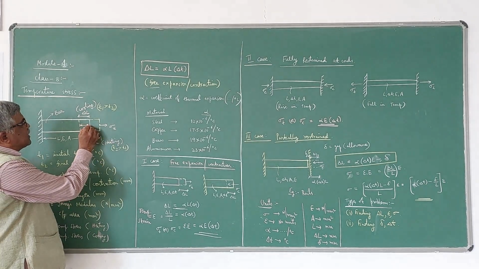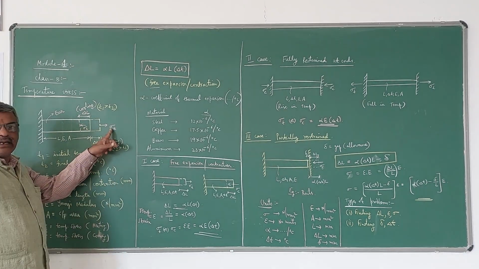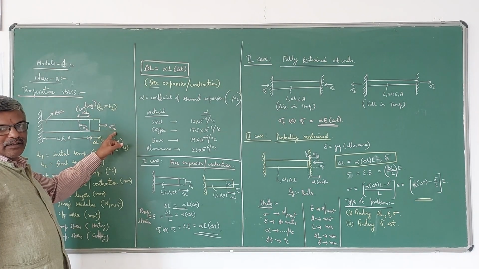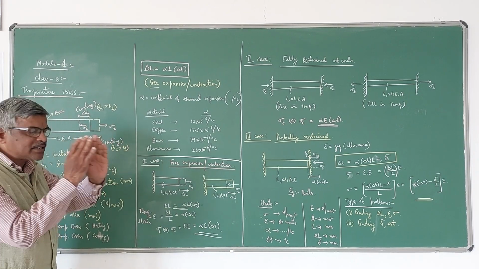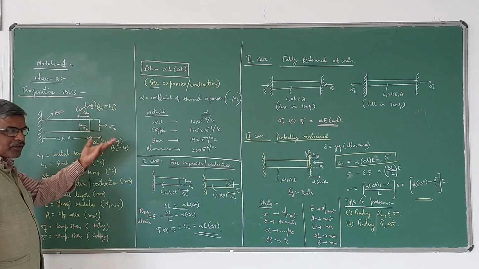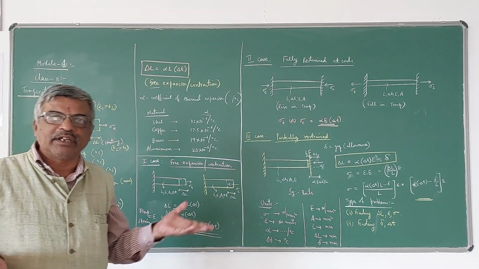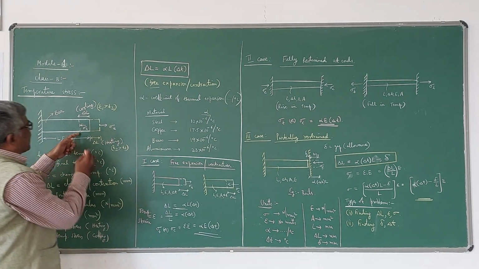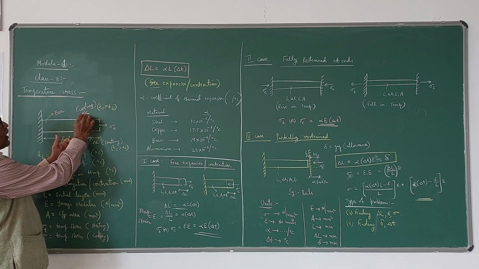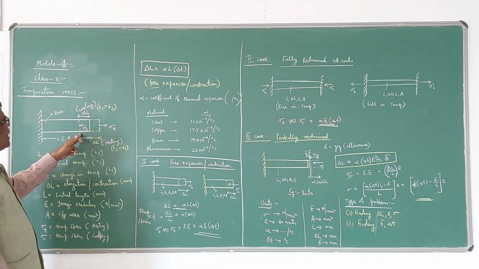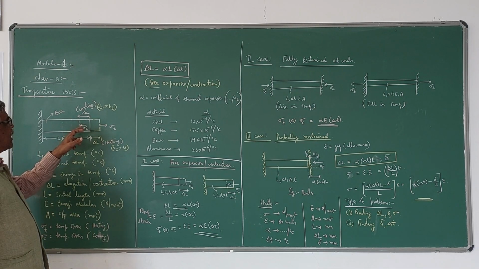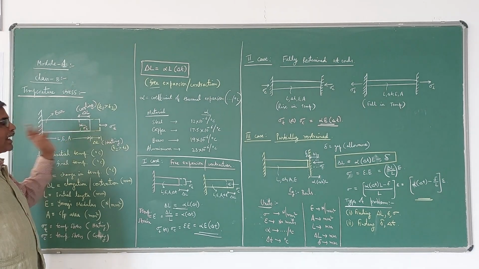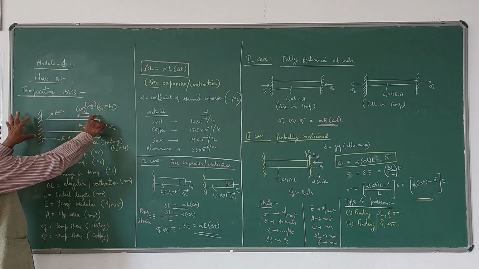So due to that, what happens? There will be development of tensile stress. Because it is elongated, tensile stress will develop. Suppose the bar is cooled, or the temperature is decreased, then what happens? There will be a reduction in the length, that means delta L, there will be contraction. Due to that contraction, compressive stress will develop. So both the cases I have shown in this diagram.